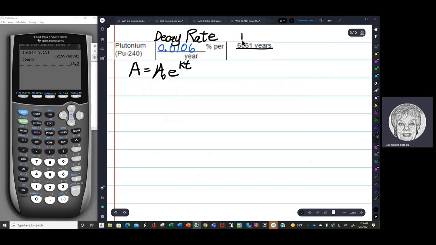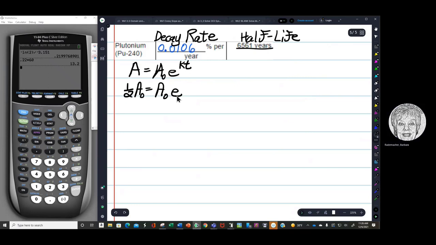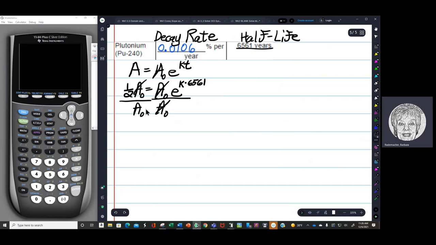Okay, we're given the half-life, so let's plug that in. Half-life. One half A naught, one half of the original amount, equals the original amount times e to the k times 6561 years. Okay. I'm going to divide out A naught, so that I'll have one half equals e to the 6561k.